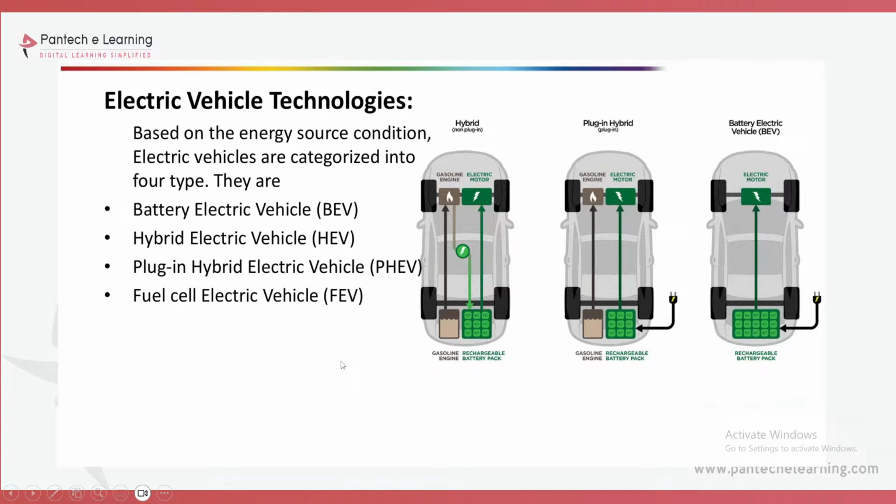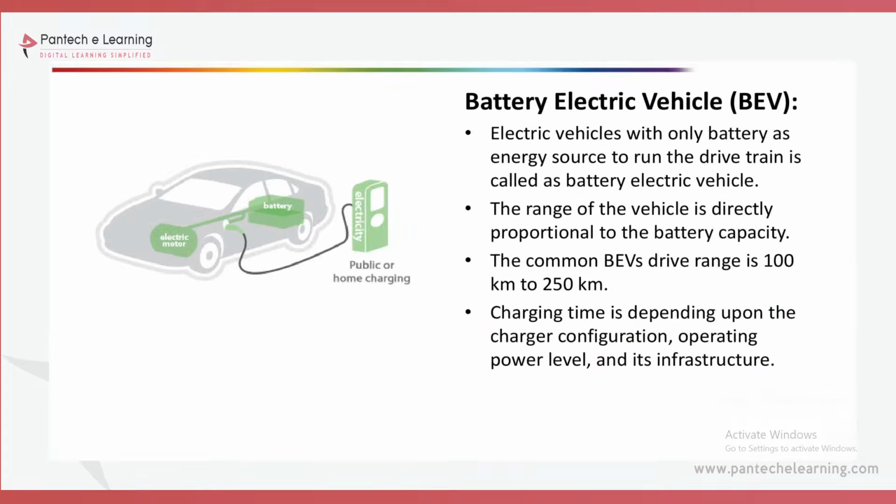These are the types available in the market. Electric vehicles are categorized into only four types: BEV, HEV, PHEV, FCEV. First, battery electric vehicles. A BEV has only the battery as its energy source, and is called a pure EV. The only energy source to run the drivetrain is the battery.